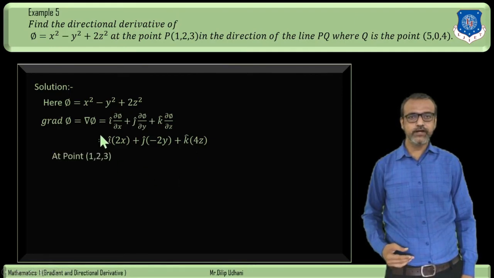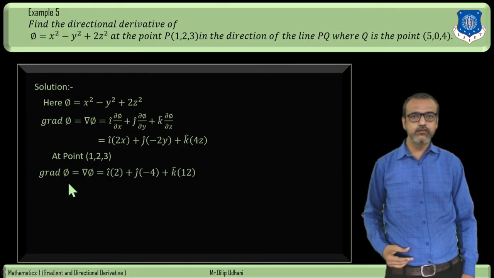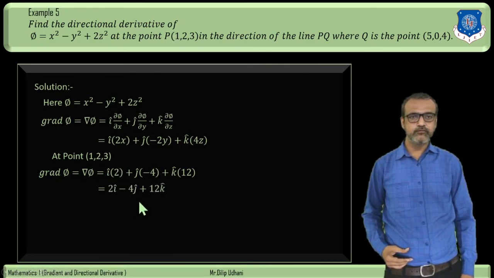Now we will find out nabla phi at point 1, 2, 3. So replacing x by 1, y by 2 and z by 3 in this function, we have grad phi equals to nabla phi equals to 2 into 1, that is 2, i cap, plus j cap, replacing y by 2, so it will become minus 2 into 2, that is minus 4, plus k cap, and replacing z by 3, so we have 4 into 3, that is 12. So grad phi at the point 1, 2, 3 is 2i minus 4j plus 12k.